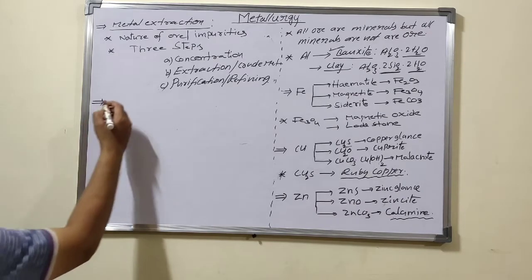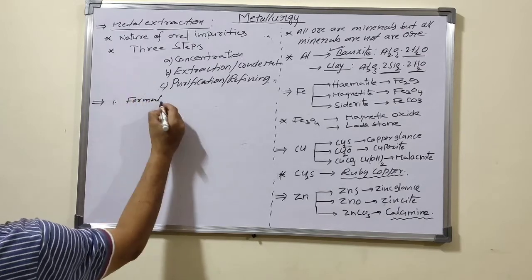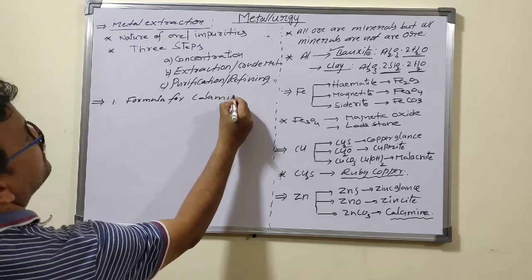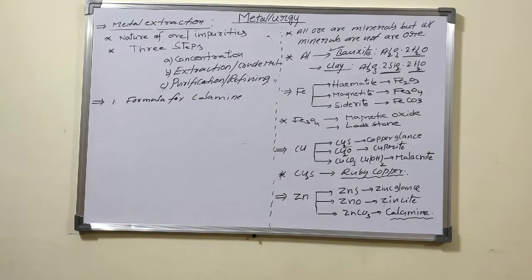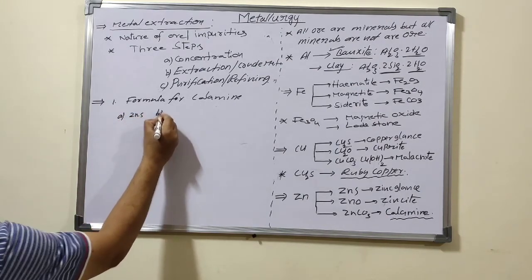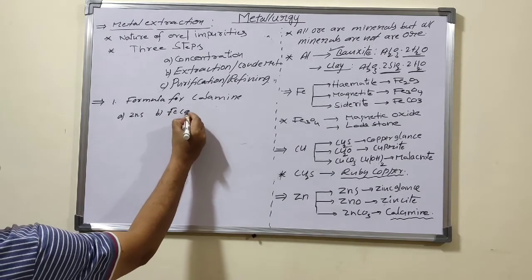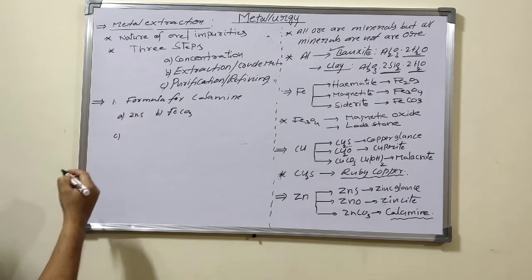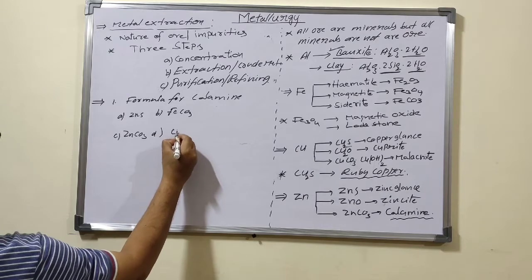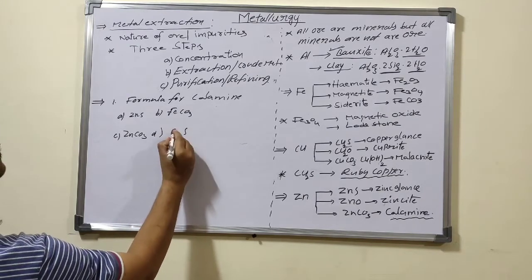For example, the question given previously: formula for calamine. Option A, ZnS. Option B, FeCO3. Option C, ZnCO3. Option D, Cu2S.